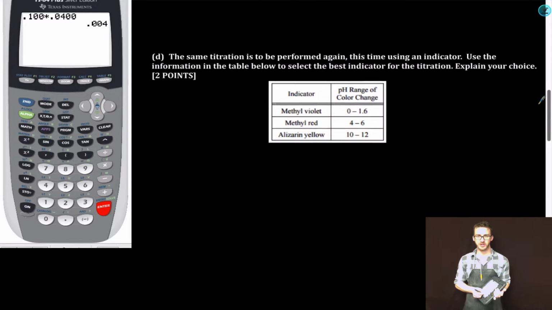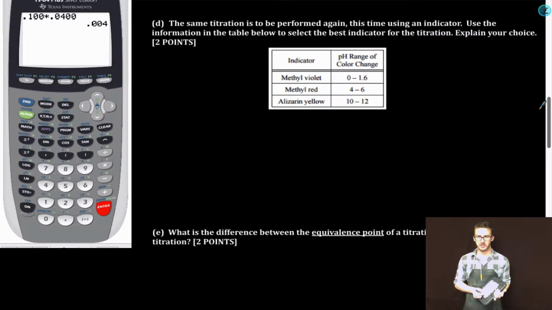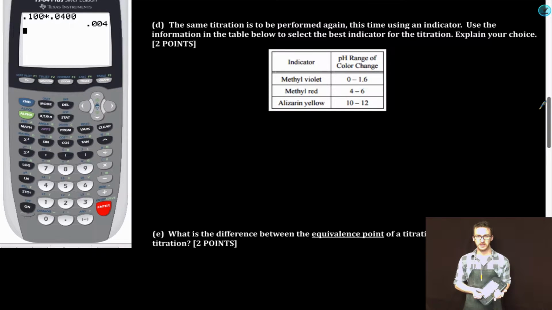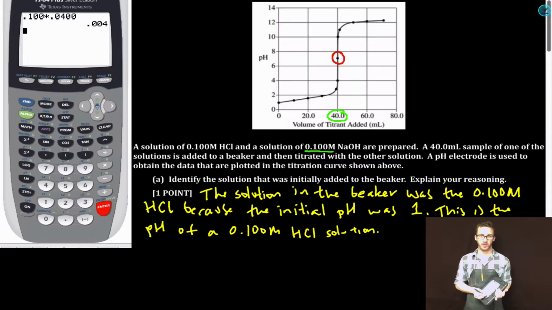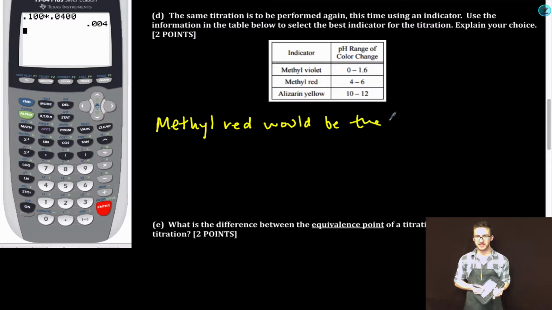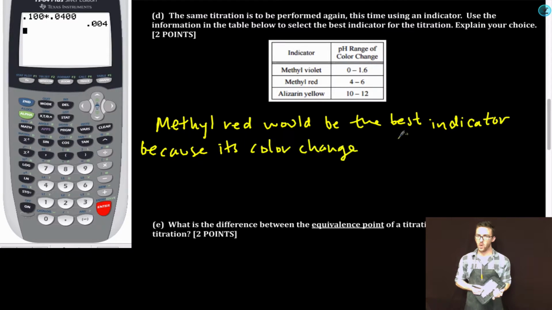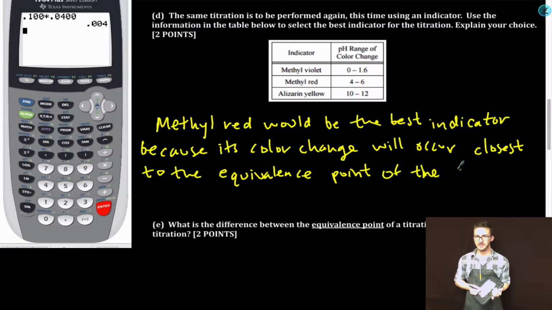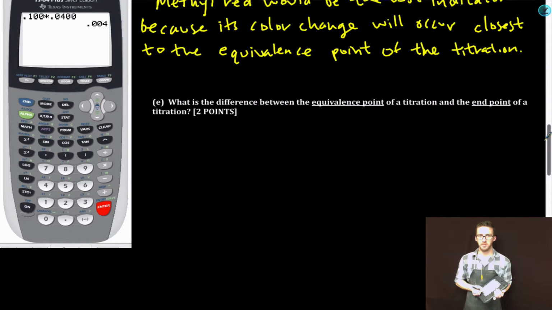Our last option, alizarin yellow, has a pH range of color change between 10 and 12. If I were to choose that, we would have already passed our equivalence point when we see the color change. So, methyl red would be the best indicator because its color change will occur closest to the equivalence point of the titration. Done.